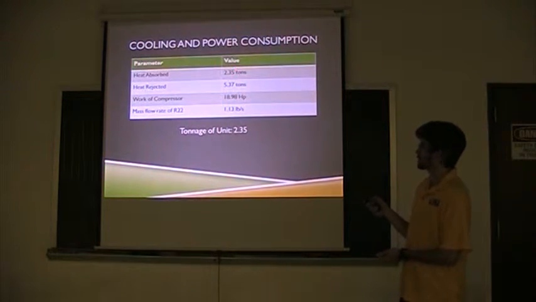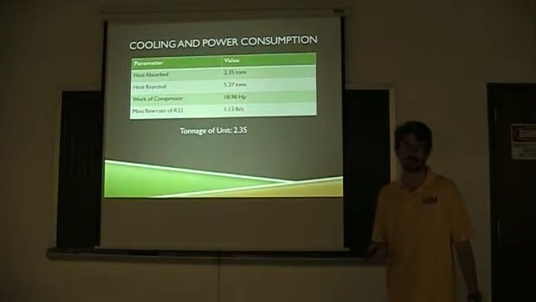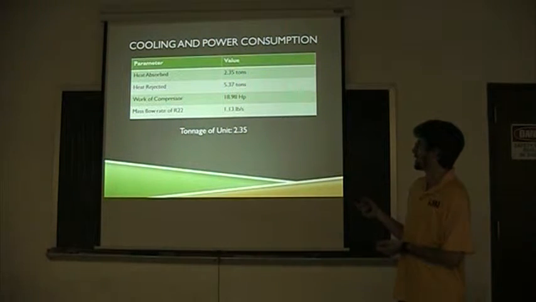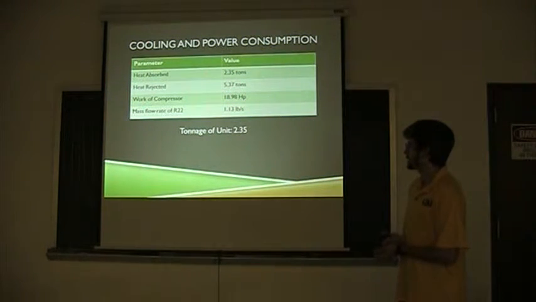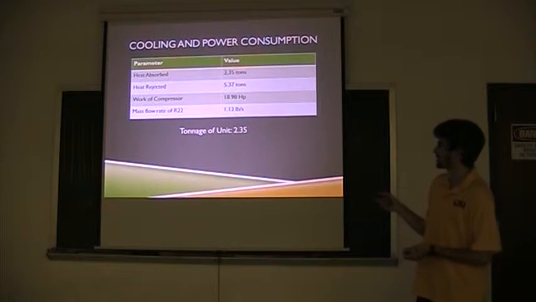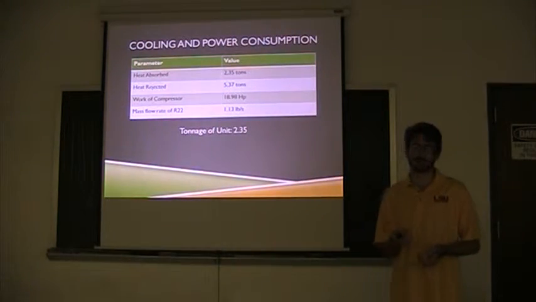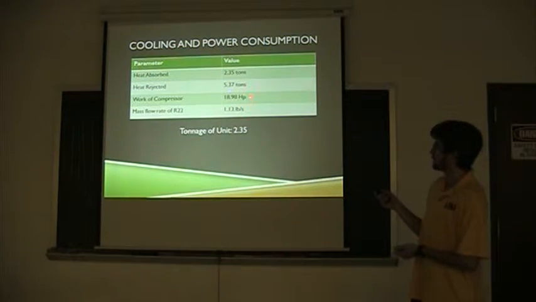Our heat absorbed, which is what is actually used to rate the tonnage of the unit, is about 2.35 tons. We projected about 5.37 tons of heat rejected and had to put in about 18 horsepower approximately. The reason heat rejected is always going to be higher than heat absorbed in a cooling unit like this is that the extra energy comes from the input to the compressor.